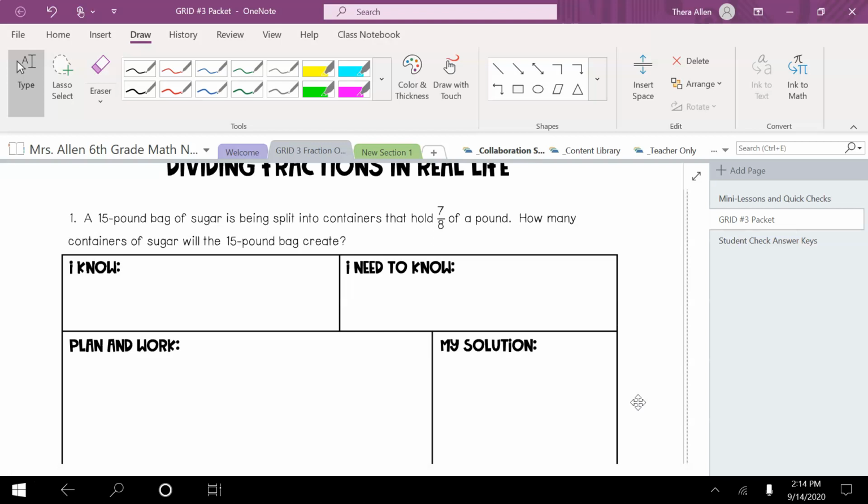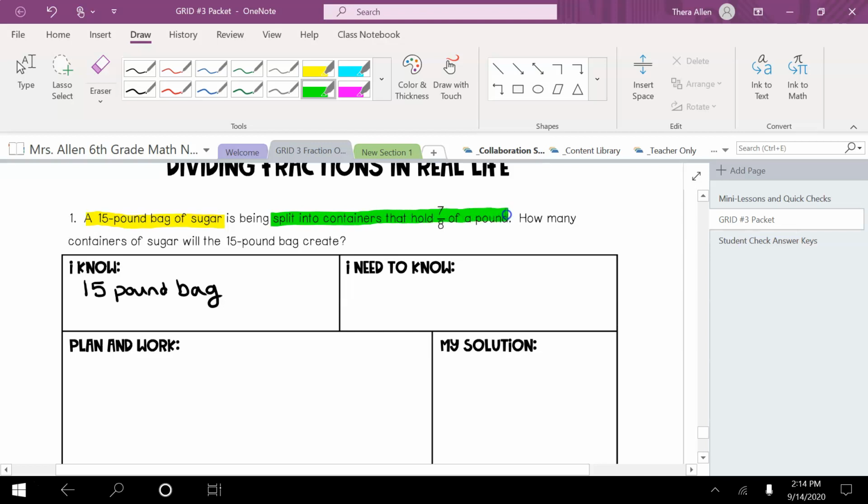A 15-pound bag of sugar is being split into containers that hold 7/8 of a pound. How many containers of sugar will the 15-pound bag create? Well, first I want to highlight what I know. I know that I have a 15-pound bag of sugar, and I'm going to write that right here. And I also know that it's being split into containers that hold 7/8 of a pound. So my containers hold 7/8 of a pound.